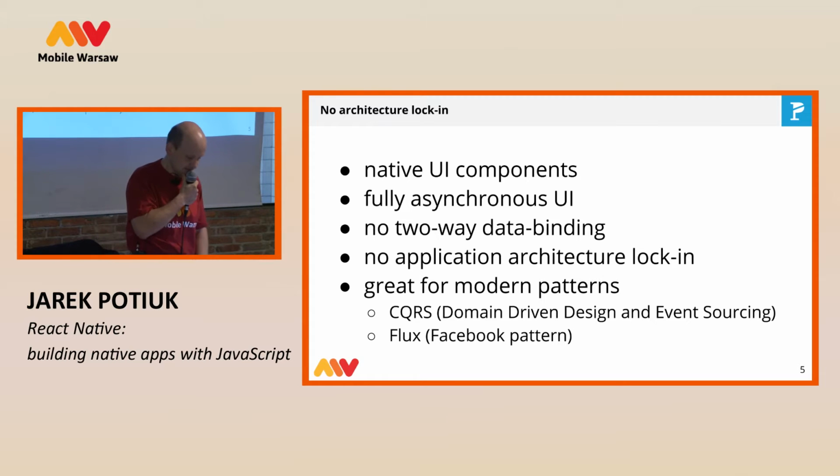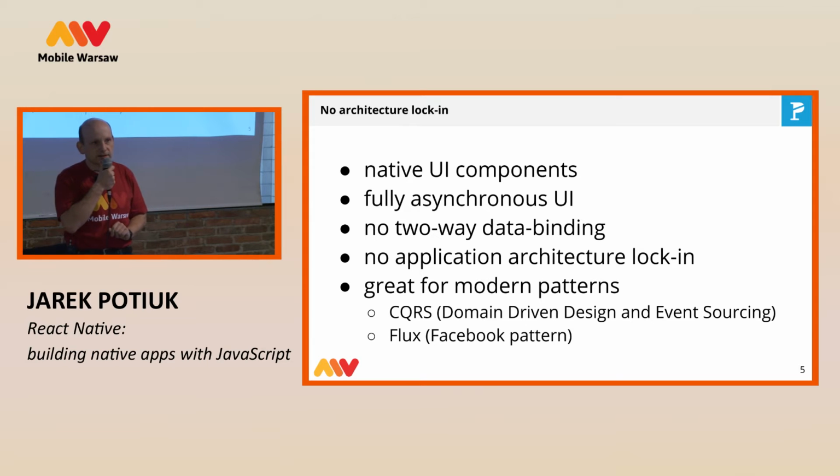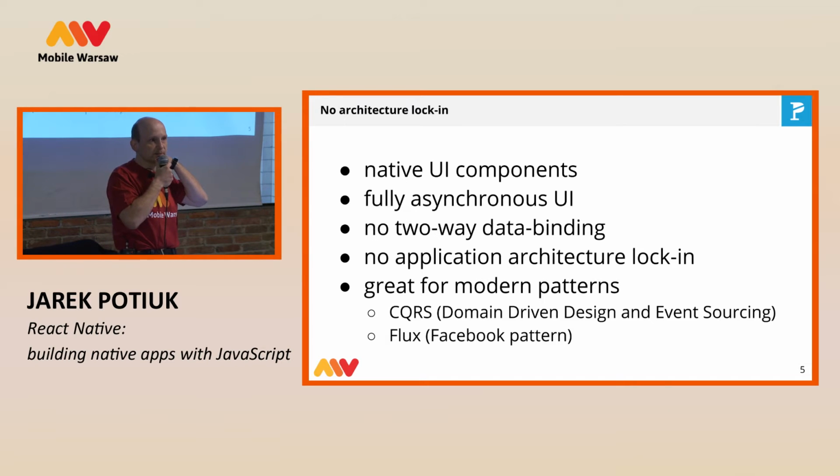One of the things which work great with React Native is Flux. It's also done by Facebook. This is an architecture pattern that you can apply to React Native, and it works very well, again, because it's asynchronous. And it's really good. But you can pretty much use anything regarding application architecture.